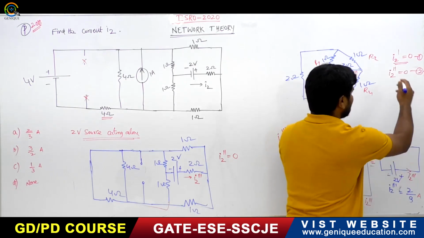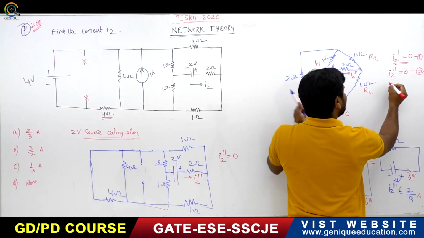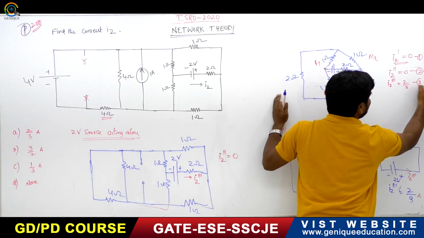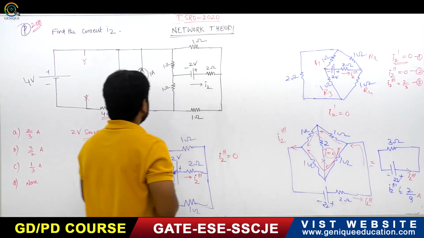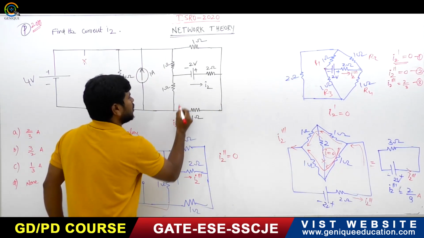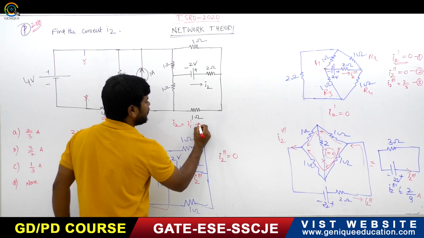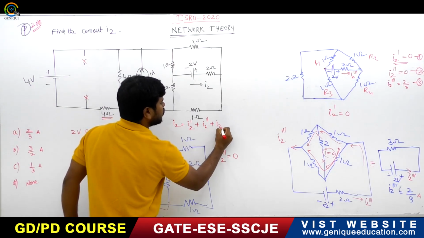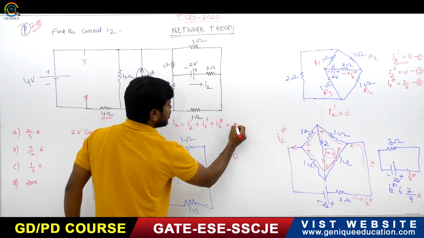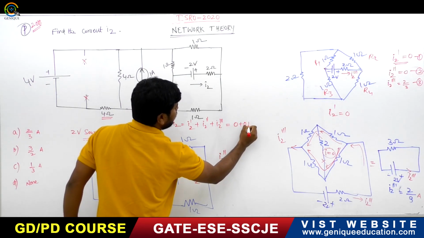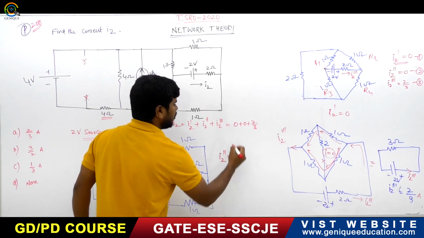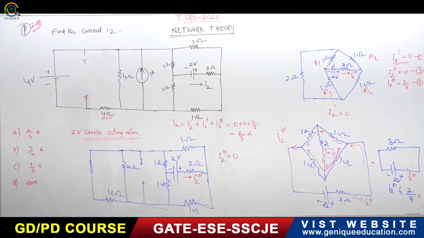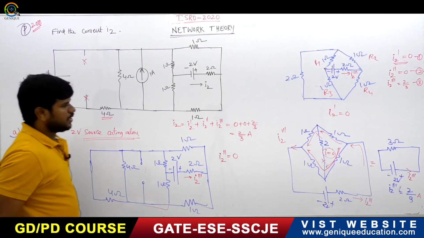So this is how much you got? I got I2 triple dash equal to 2 divided by 3. Now what is the total current? The total current will be I2 is equal to I2 dash plus I2 double dash plus I2 triple dash. This will be 0 plus 2 by 3. The answer is 2 by 3 amperes. Right? Option A is the correct answer.